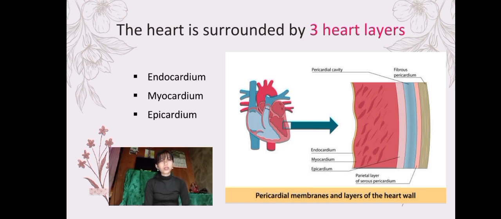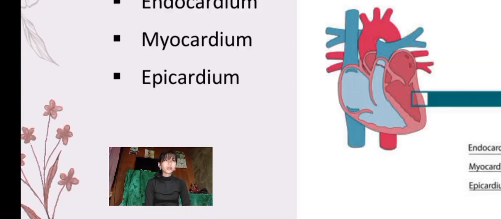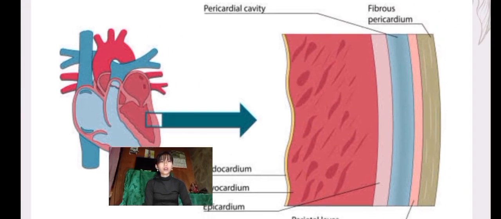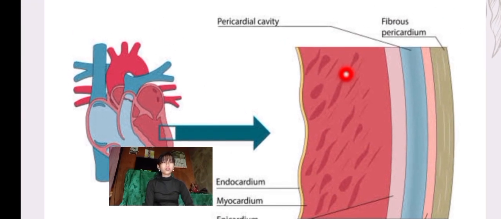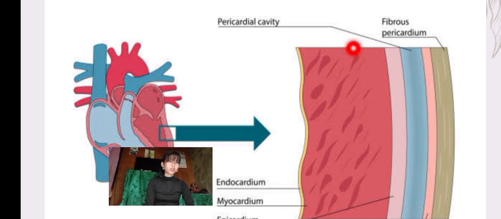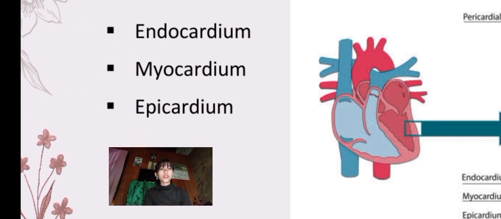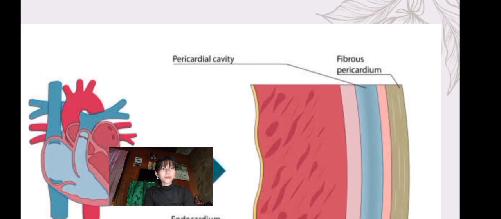Myocardium is the thick muscular middle layer of the heart. As you can see in the picture, the column that is colored red is the myocardium. It is thick and a muscular middle layer of the heart. The third one is the epicardium.